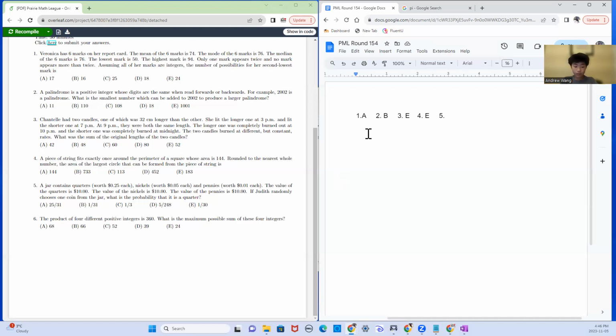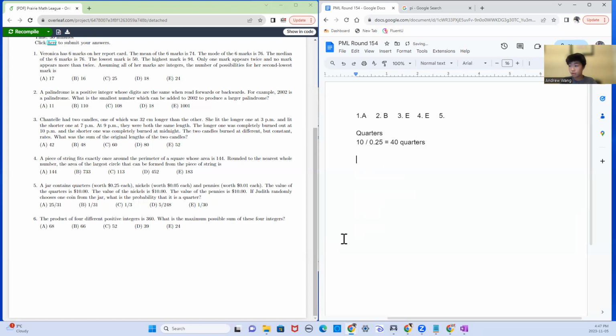So first, let's look at the quarters. The value of the quarters is $10, and since 1 quarter is worth 0.25, we will do 10 divided by 0.25, and that will give you 40 quarters in the jar.